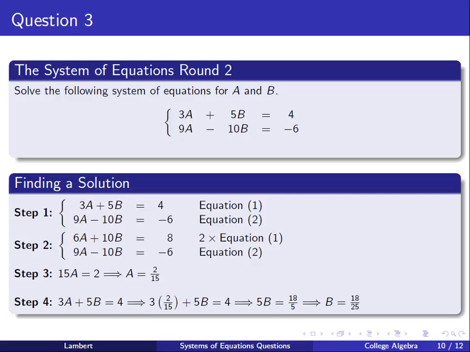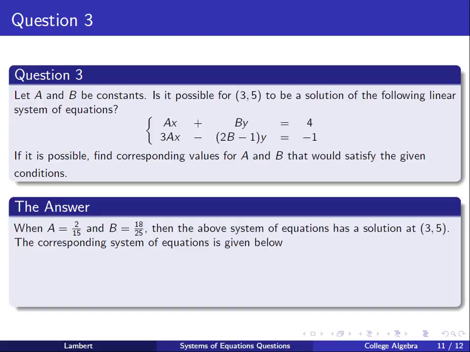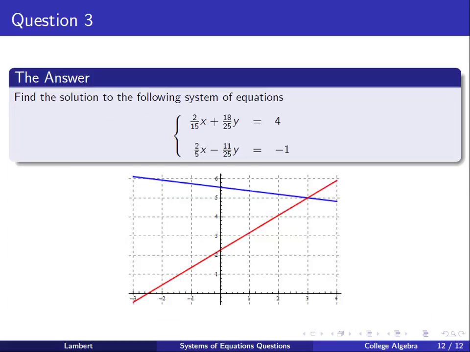So what's happening here? Well, we get a system of equations essentially from this. We said 3, 5 is going to be a solution. What is the system of equations that corresponds to that? Well, a equals 2 over 15, b equals 18 over 25, and we want 3, 5 to be that solution. So the system is 2/15 x plus 18 over 25 y equals 4, and 2/5 x minus 11 over 25 y equals negative 1. If you want to take a look at that, what does that actually look like? Well, we have the graph right here, and as you can see, as we're hoping, our intersection point is actually at the point 3, 5.